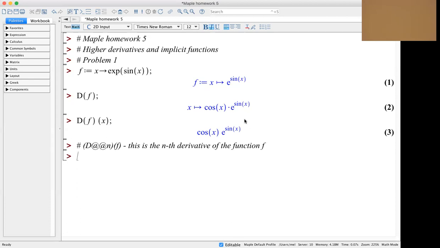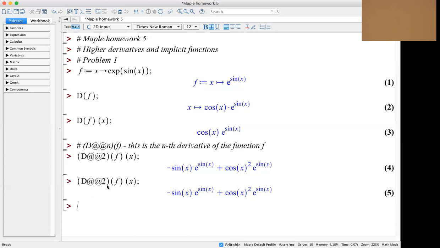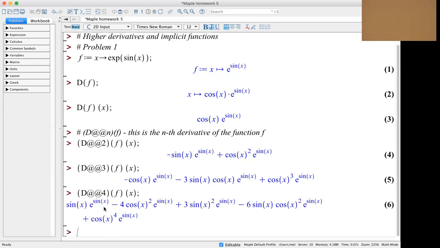So for our function, if we want the second derivative, it's D at 2 of f. It's that, or if we want to look at it, just evaluate it at x, that's what it is. For the third derivative, we just replace the 2 by a 3. Yeah, that's the third derivative. For the fourth derivative, we put in the 4. It gets more complicated, but that's the way it is.